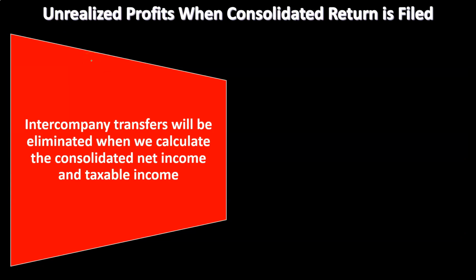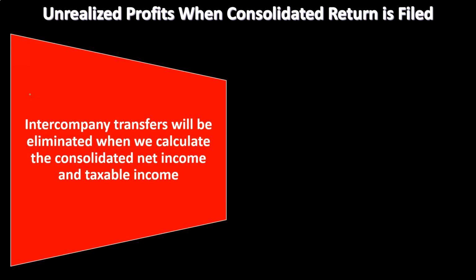Unrealized profits when a consolidated return is filed. Now, you could have these situations with intercompany transfers or transactions. We talked about the situation where, say, inventory went from one company to another company, and the other company has not yet sold it to a third party. So from a consolidation standpoint, there would be profit on the books of one company that shouldn't be there, and the inventory would be overstated. What do you do on a tax return with regards to those kinds of situations?